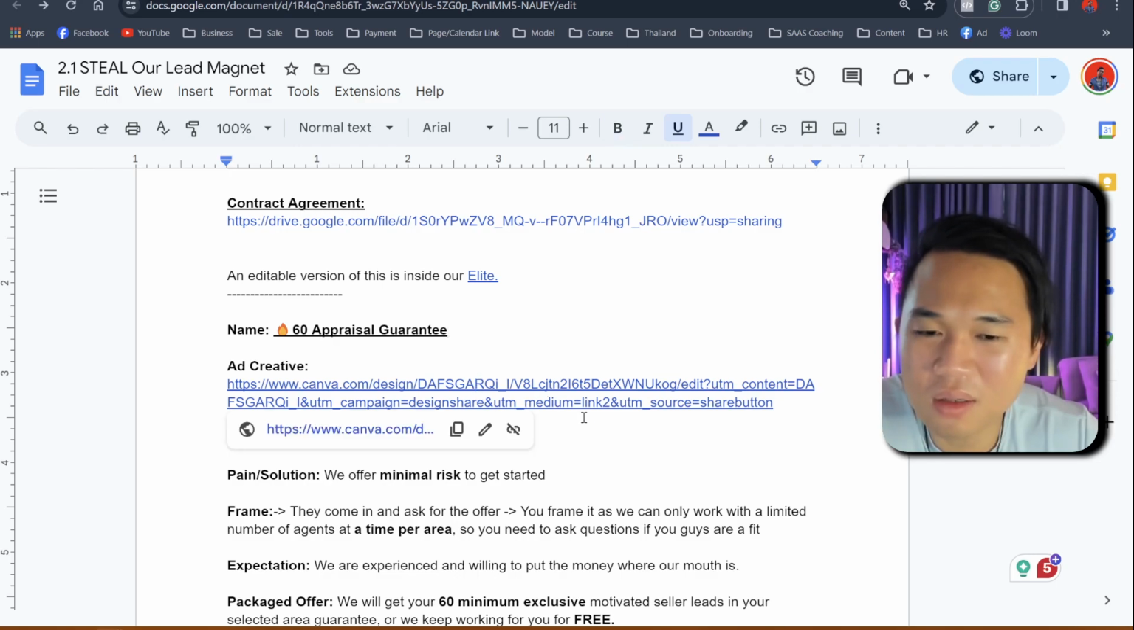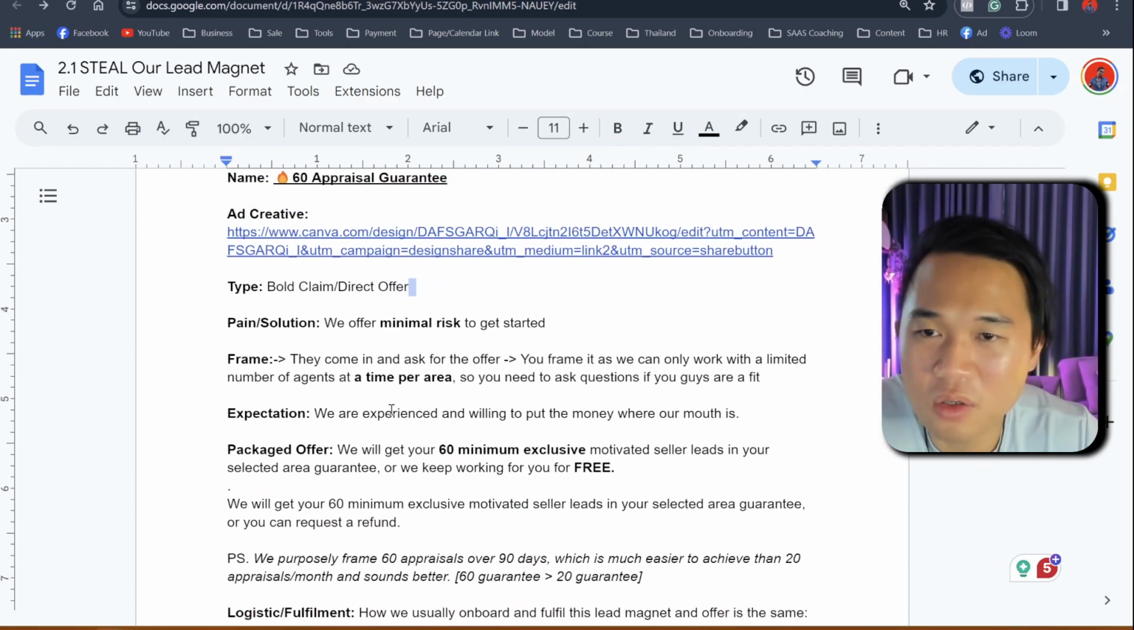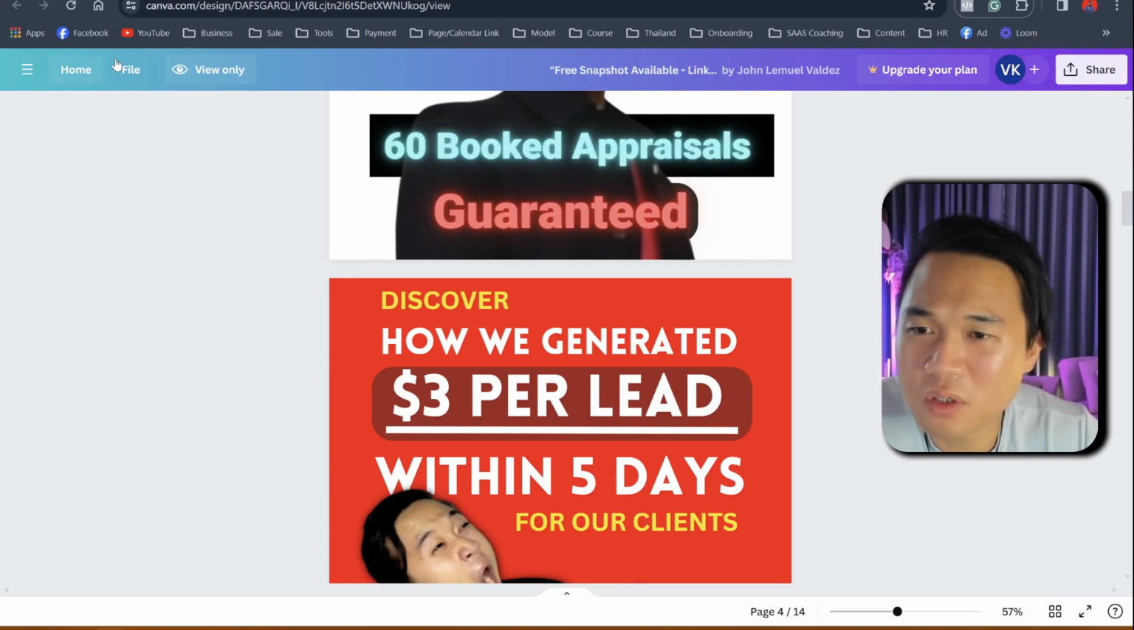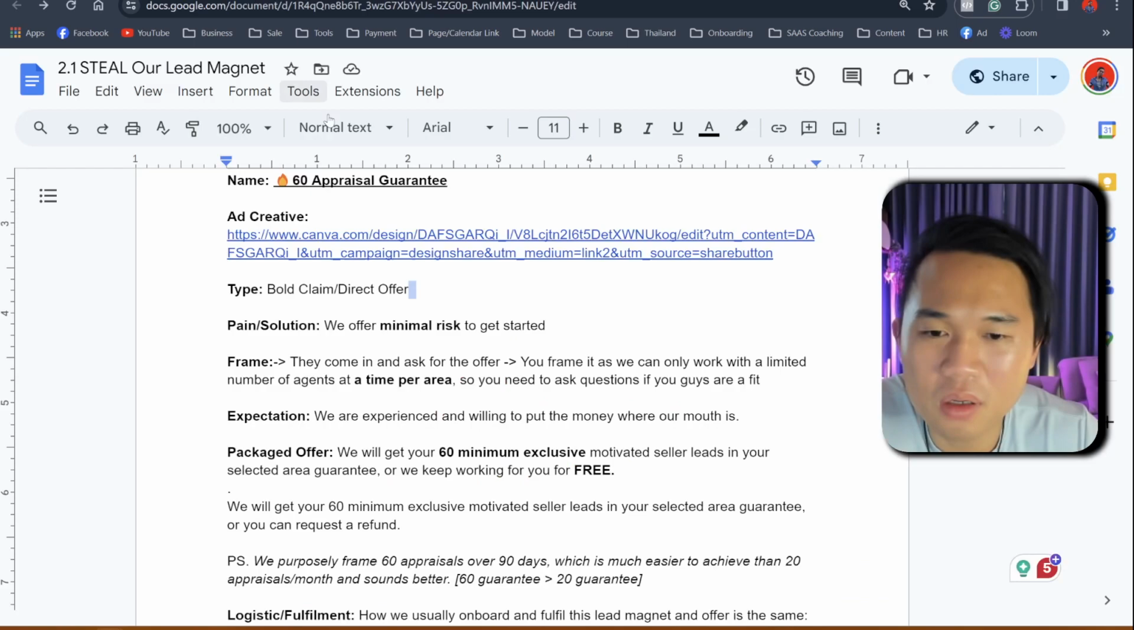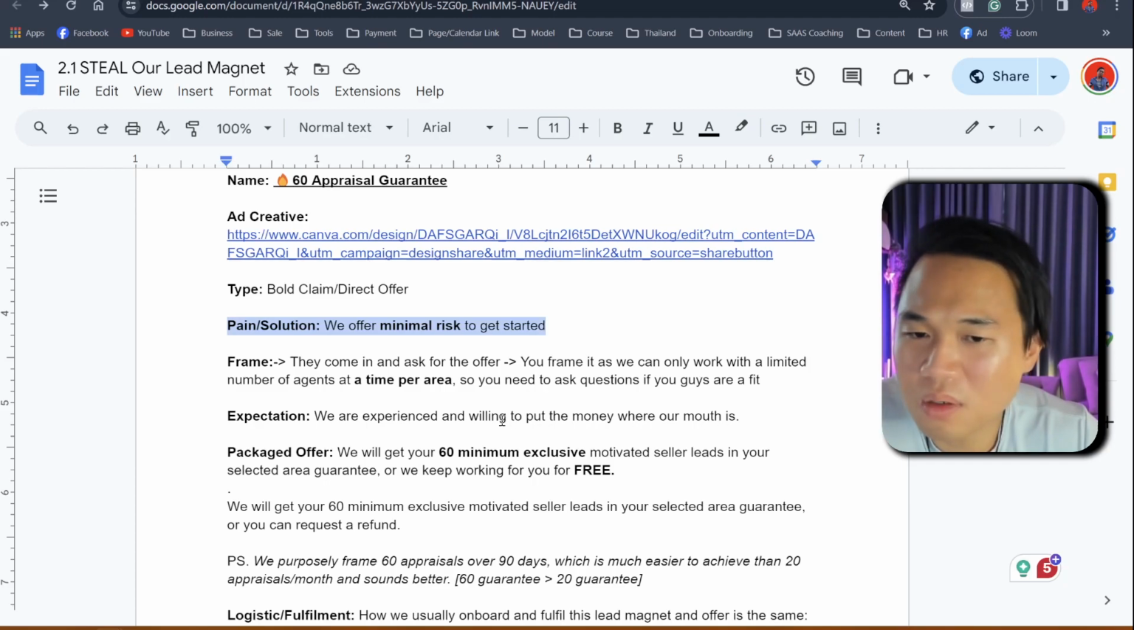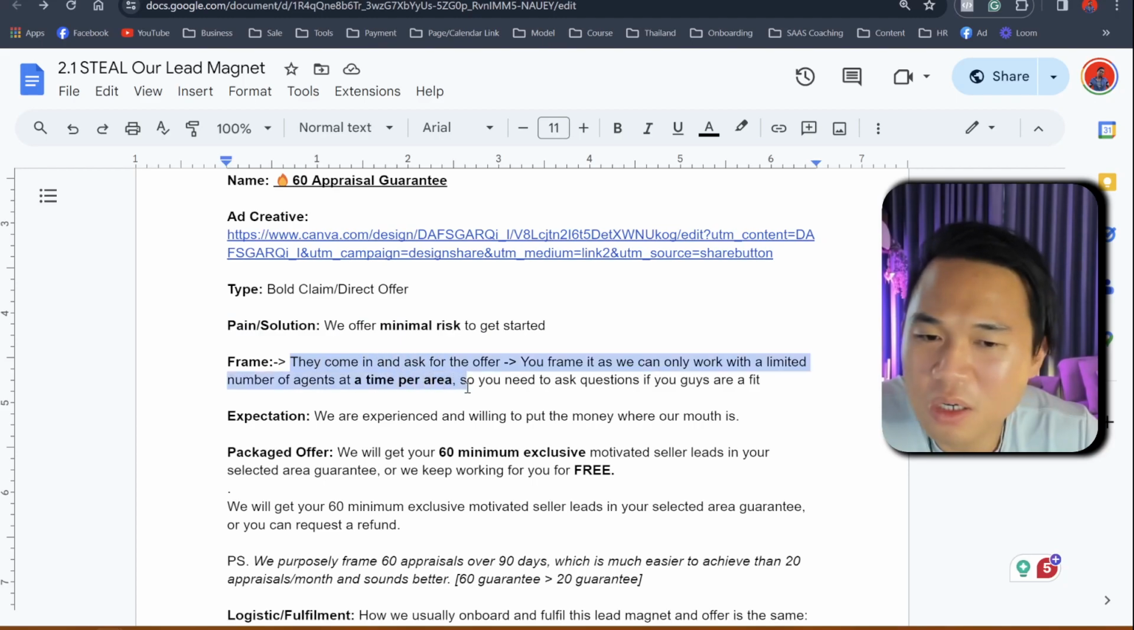So again, you can click on this link and you can edit it and make it yours. And by the way, if you haven't shown this, you just go to file and make a copy, just like Google Docs, you would be able to copy it. So the pain to solution for this one is that we offer minimal risk to get started. That's a little bit different from the 10 free appointment. The 10 free appointment is no risk, but this one is minimal risk. The frame is pretty much the same.